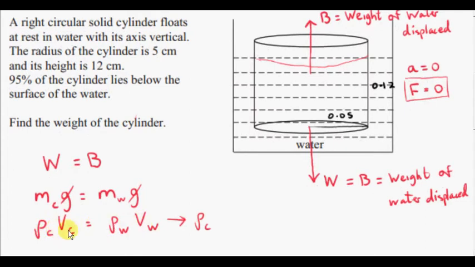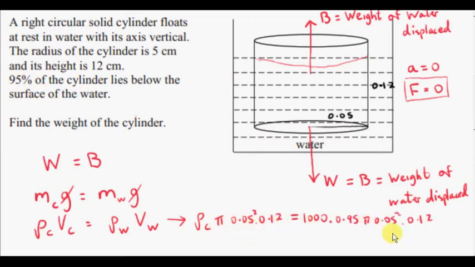Okay, so let's work with this here. Let's get the volume of the cylinder. Well, it's just pi times the radius squared times the height. The cross-sectional area is the area of a circle, pi r squared, and we multiply by the height. Okay, and now we get the density of water on the right hand side, that's 1000, times the volume of water displaced. Okay, so we want the volume of 95% of the cylinder. Well, that's just 95% of this quantity here.